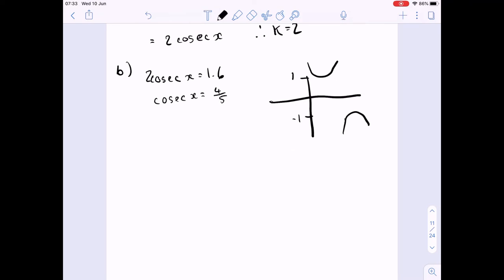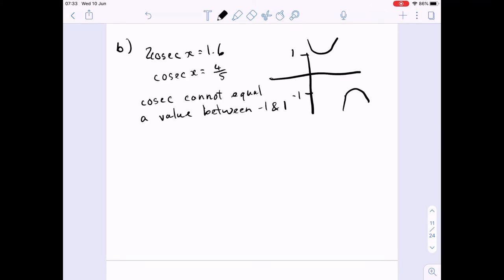The other approach, which a lot of you took, which is just as valid, is to say that cosec x cannot equal a value between minus 1 and 1. There's probably another way I could have written it which would have been more mathematically pleasing, but that's also fine. A lot of you also went for the sine approach to say that sine x is 5 over 4 and sine x cannot be greater than 1, which is just as valid. Either of these would be fine.